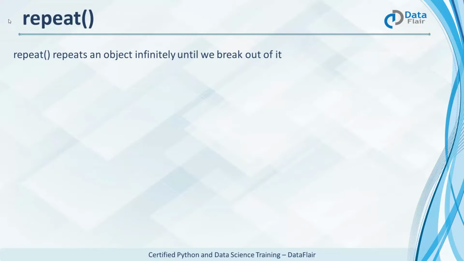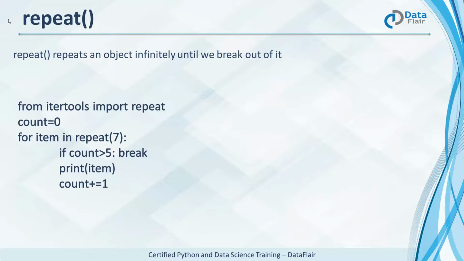And then there's the repeat function. This one repeats an object infinitely. We must explicitly break out of it. This code sets count to 0. The for loop keeps repeating on the value 7. It prints it and increments count to 1. When it has printed 6 times, we break out. So it prints the number 7 6 times.